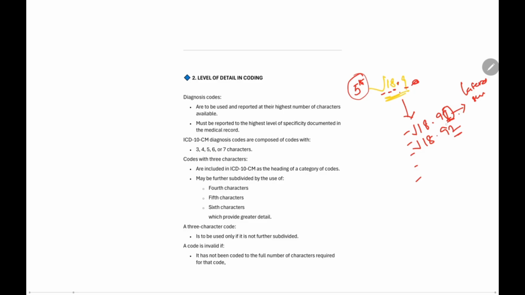So what he is saying about the level of detail in coding is this: diagnosis codes are to be used and reported at the highest number of characters available, and they must be reported at the highest level of specificity. The specificity documented in the medical record, you should understand the level of specificity, the highest level of accuracy. This will directly affect the accuracy. Why accuracy?